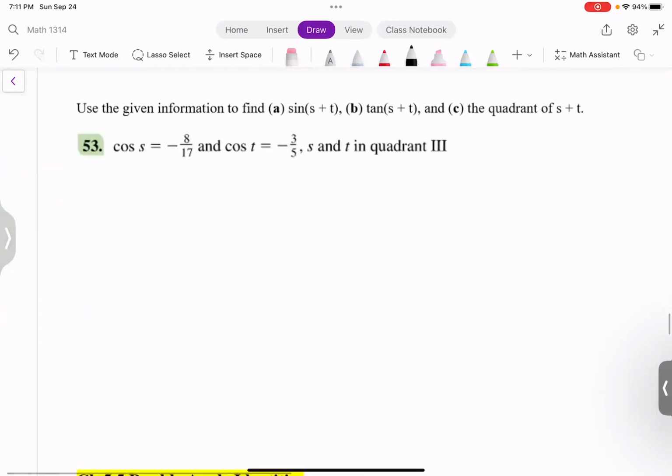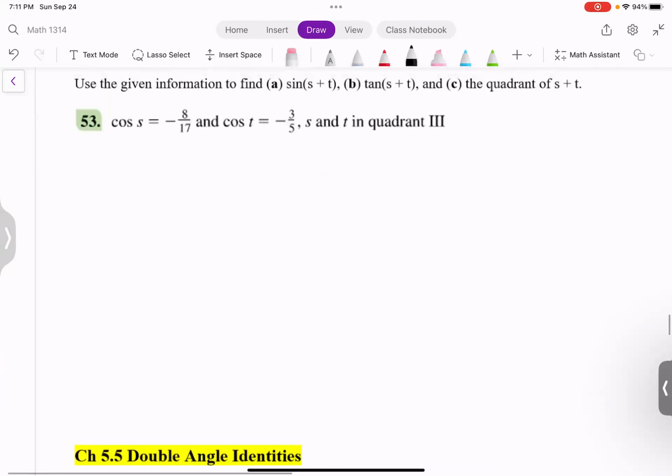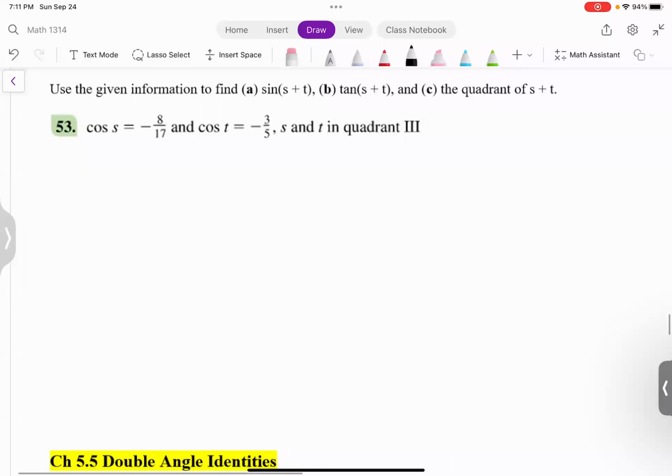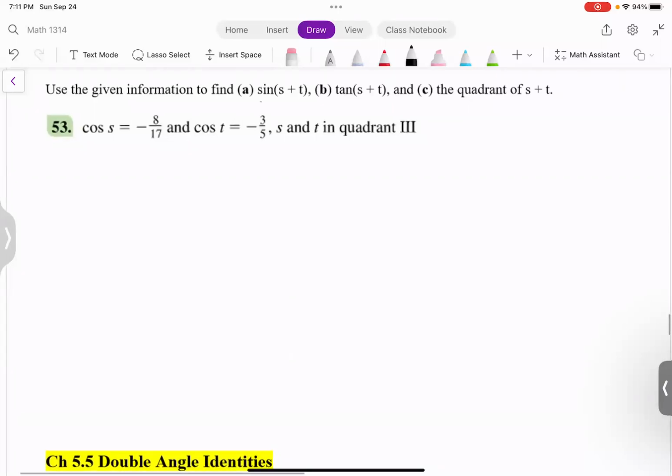All right, let's see the next one, number 53. We are looking for the same thing. We need to follow the same steps as the previous example. Okay, how to do this one? We need to find all the other missing information. So find sine of s plus t. We need to find sine s, cosine s, sine t and cosine t. And for the tangent, I need to find tangent s and tangent t. All right, the given information is cosine s and cosine t.